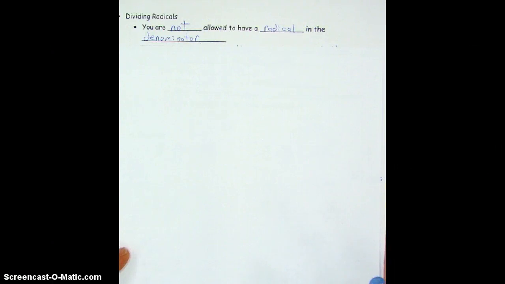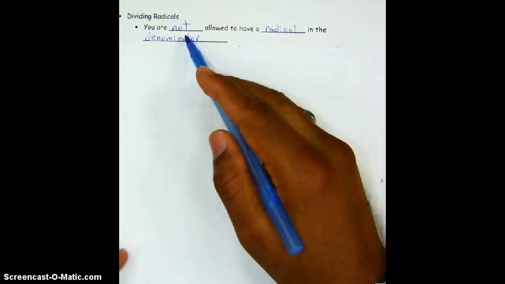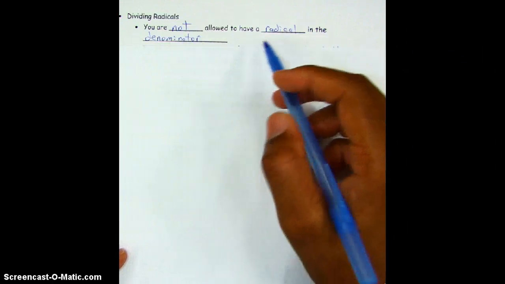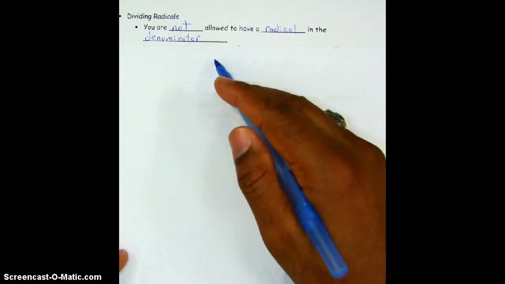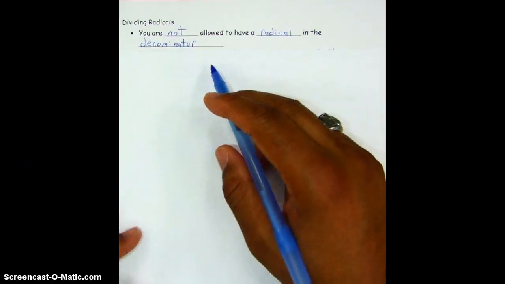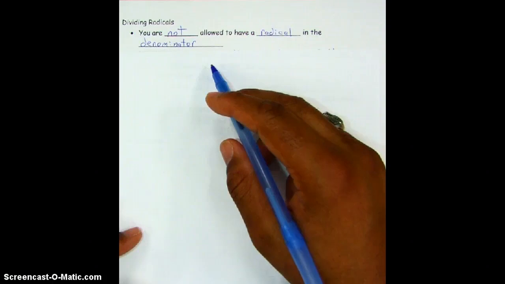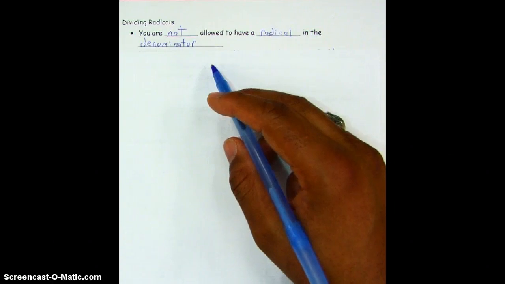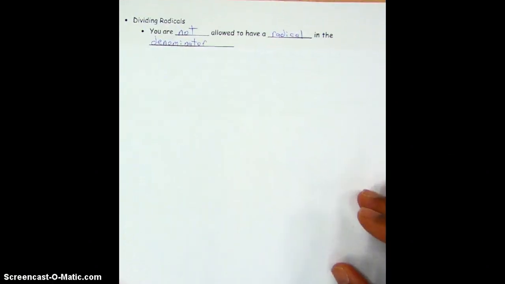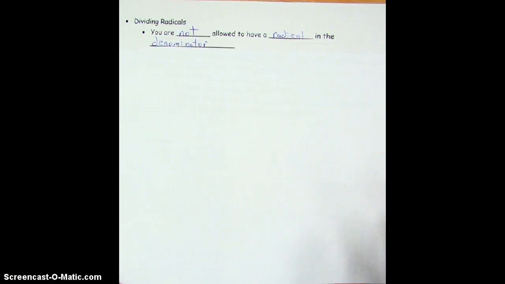Okay, last page. All right, first blanks. You are not allowed to have a radical in the denominator. That's a math rule. You guys cannot have a radical inside the denominator. All right, so again, you're not allowed to have a radical in the denominator.